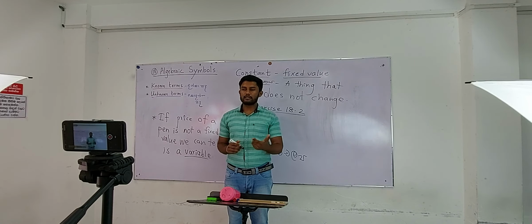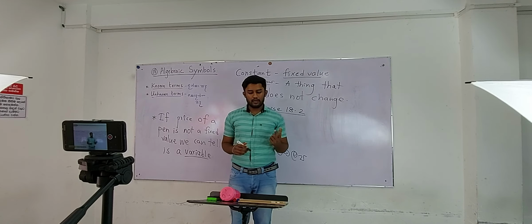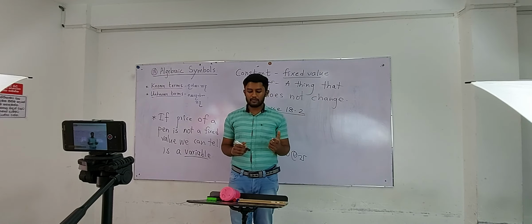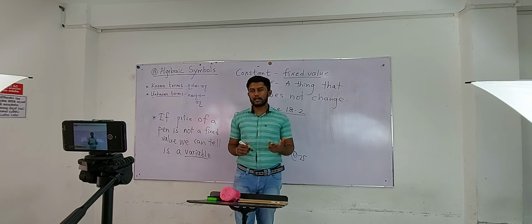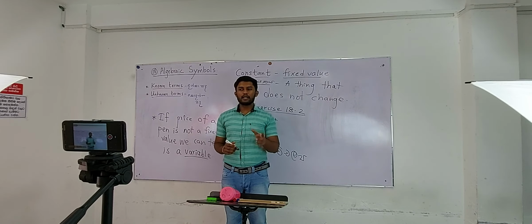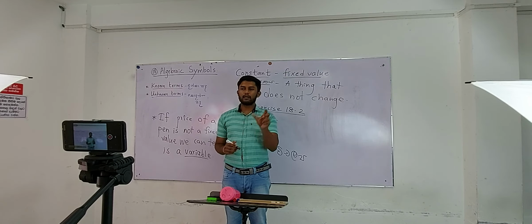It is changing one by one. That means the number of bananas in the first comb of the cluster of bananas, it is changing, right? It is changing from one comb of bananas to another comb of bananas, right? Then is it a variable or a constant?